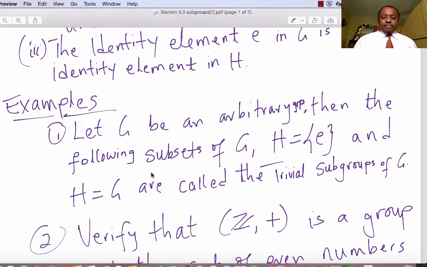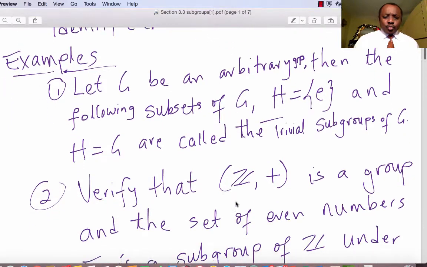Interesting. Examples. Let G be an arbitrary group. Then the following subsets of G, H, the singleton with its only element being the identity element, and H being the group itself, are called the trivial subgroups of G. So we can conclude that every group has at least two subgroups. And the two subgroups are the trivial subgroups: the subgroup made up of the identity element and the subgroup which is the group itself. What about non-trivial subgroups?